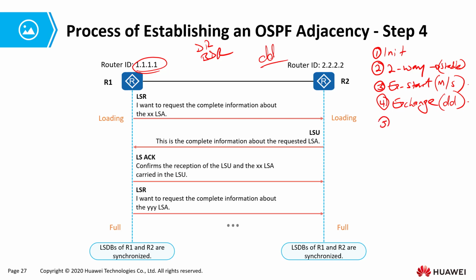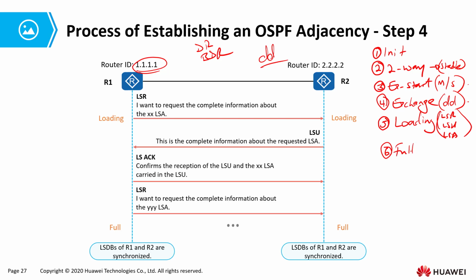That is happening in state number 5, which is the loading state. In the loading state, we use the link state request, the link state update, and the link state acknowledgement. When we have exchanged all these link state advert details, and we have exactly the same link state database, we are at the sixth state, which is the full state.